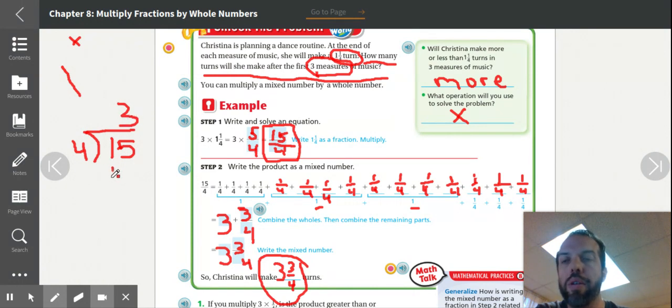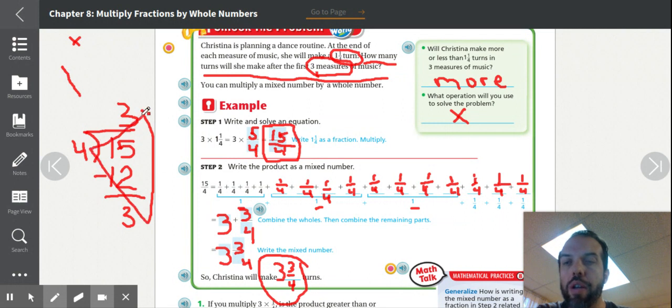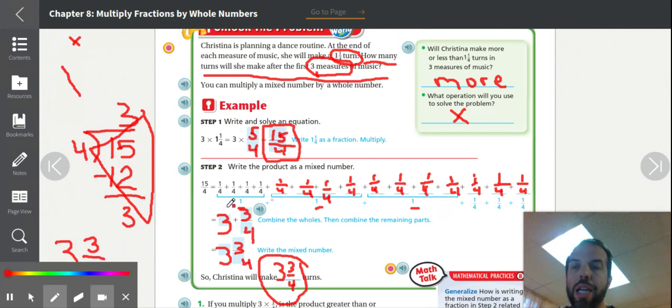3 times 4 is 12. 15 minus 12 is 3. And I don't have anything left to bring down, and 3 is less than my divisor 4. So that means I'm done. So how do I get my mixed number out of this? Well, the 3 words are quotient, remainder, divisor. So if I follow that order, quotient is 3, remainder is 3, and my divisor is 4. So we can see we got the same product as we did over here. All right, so the answer would be 3 3/4.